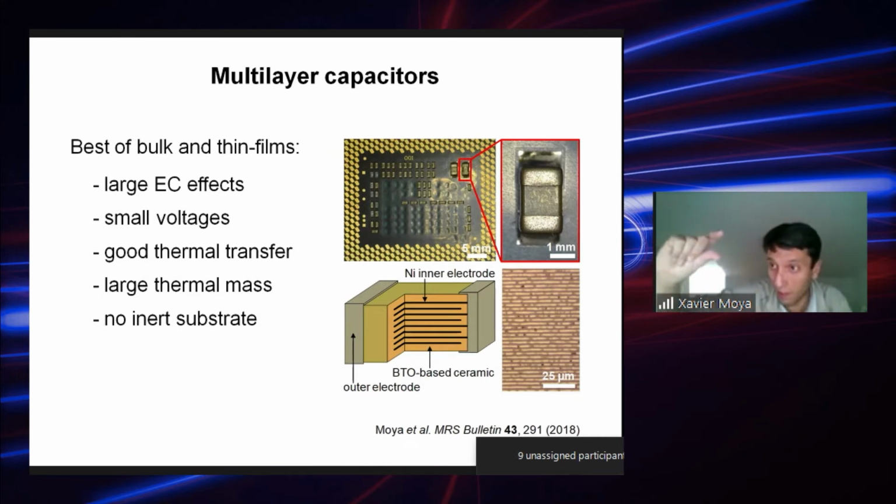And then because you can actually make these multi-layer capacitors very big, so this one, for instance, is the typical one that you have in your computer. So you see that they are 1 millimeter. The size is in the region of millimeters. They can have large thermal masses.